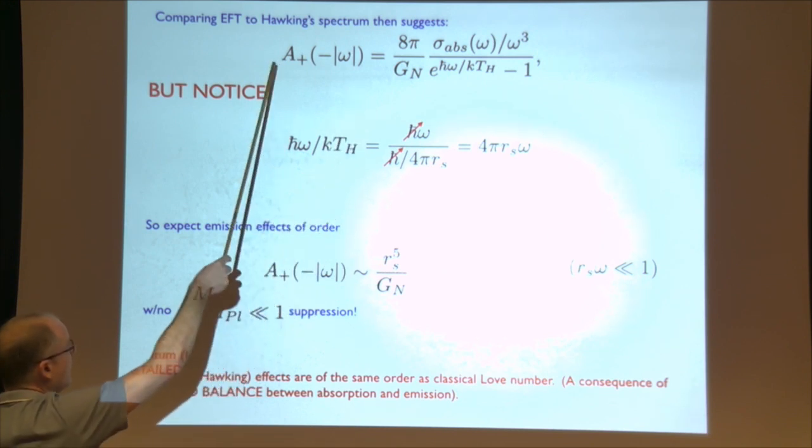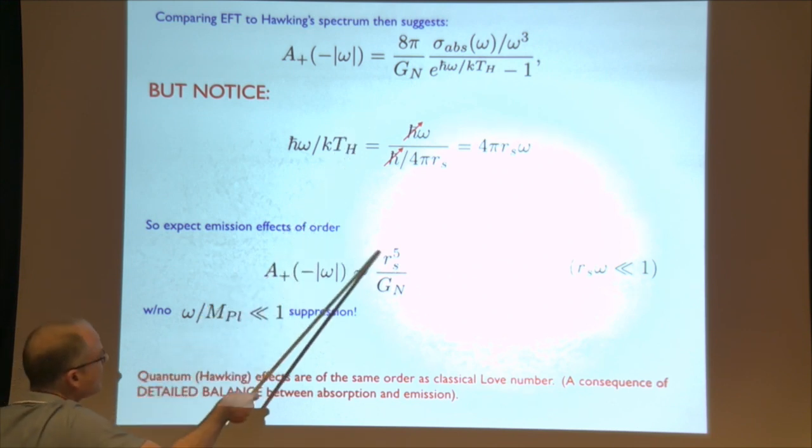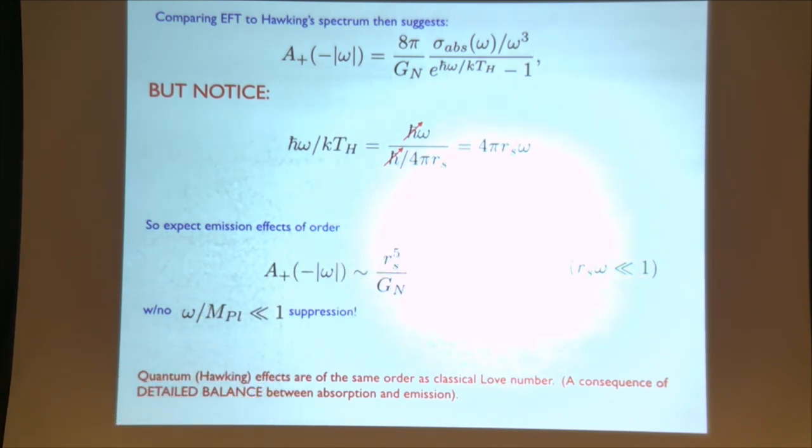But then if you identify the rate with this two-point function at negative frequency, it's actually enhanced over the classical dissipation, which actually went like radius to the 6 rather than 5. Furthermore, it scales just like the classical lump number would be expected to, with no 1 over M Planck suppression. And this is the point where Ira and I got very confused and very excited at the same time, because we thought you would see something at LIGO, but of course, that's too good to be true.